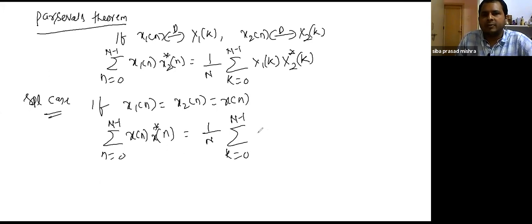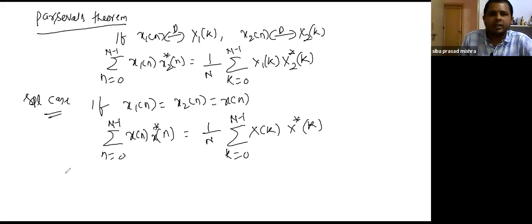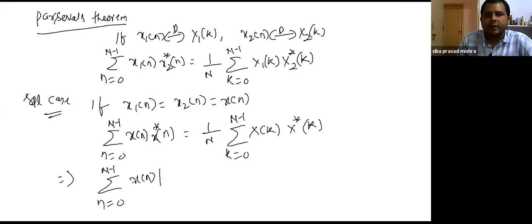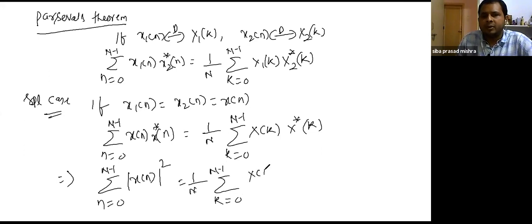Since both sequences are the same, I can write this as x of k times x conjugate k, that is, summation of n from 0 to N minus 1 of x of n mod square equals 1 by N summation of k from 0 to N minus 1 of x of k mod square. Okay, so this is your Parseval's theorem. Now you try to do the proof. The proof is also very simple. First finish this write-up.